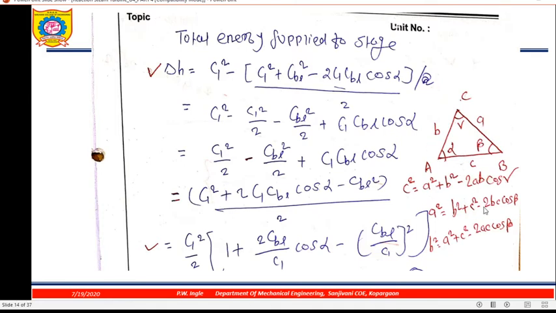For your reference, this is the cosine law. We have taken the reference of this cosine law. Delta H equals [C1 square minus (C1 square plus CBL square minus twice C1 CBL cos alpha)] upon 2. On simplification, you can write C1 square by 2 minus CBL square by 2 plus C1 CBL cos alpha. So at last you are getting this equation.